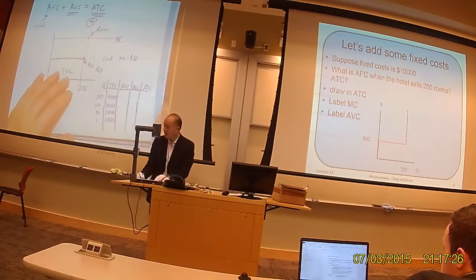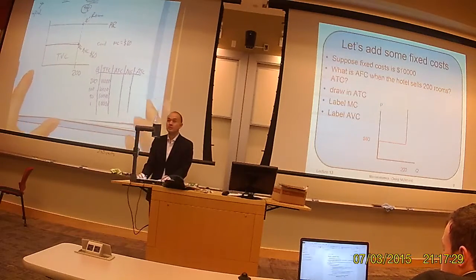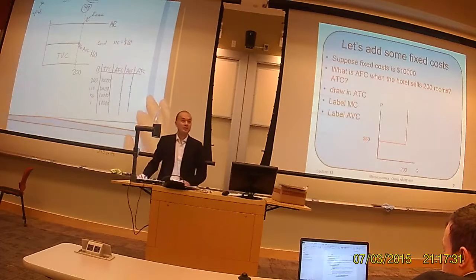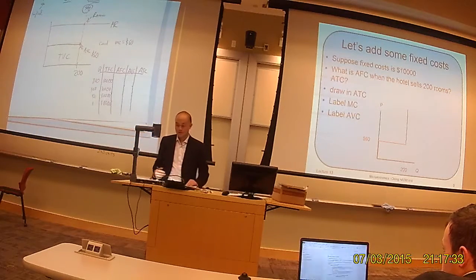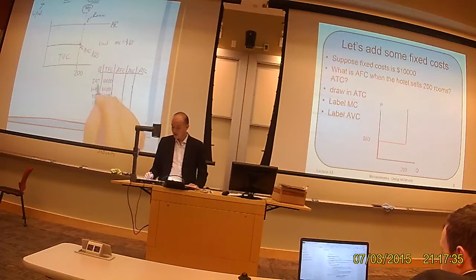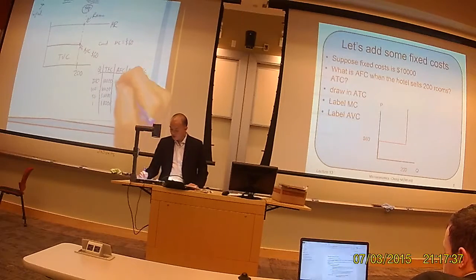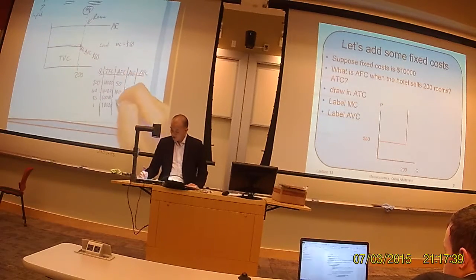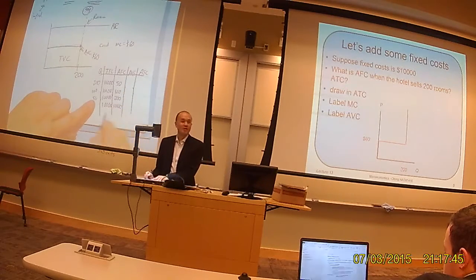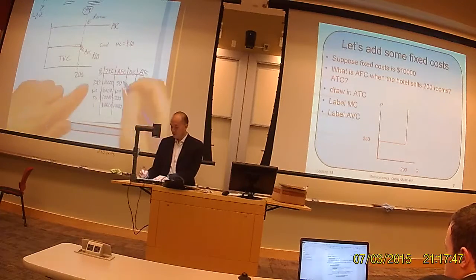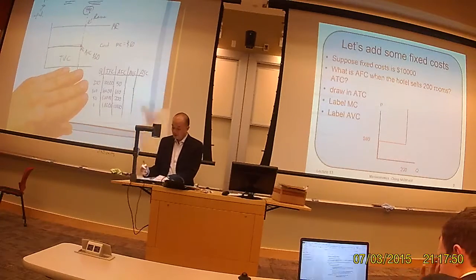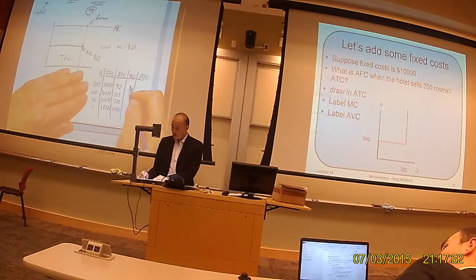How do I go from total to average using 4th grade knowledge? Divide. Okay, so divide the total by the number. It's 50, 100, but you don't like math, so get your calculators, 200, and here it's 10,000. That's why we don't generally draw average fixed cost or average total cost at very small numbers. What is average variable cost?